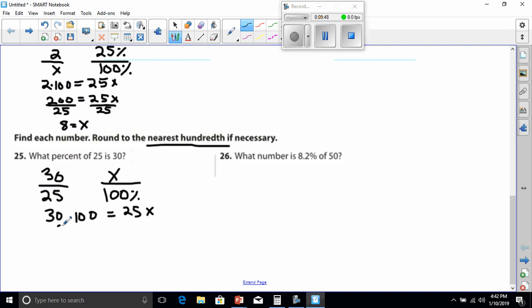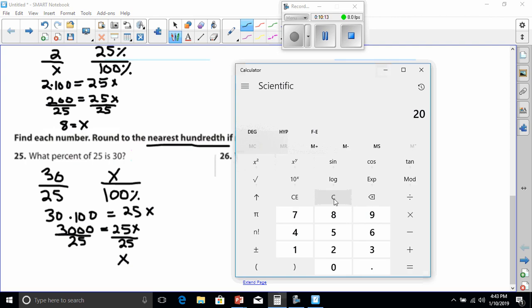Well, we know that 30 times 100 is 3,000. And 3,000 has to equal 25x. Now we know it's time to divide. We'll divide 25 from 25x to get x by itself. Of course, whatever I divide from one side, I must be prepared to divide from the other side. 3,000 divided by 25. 3,000 divided by 25 will give me 120.